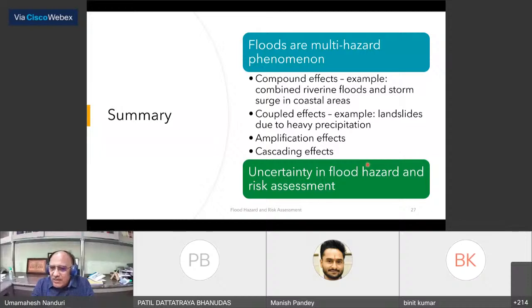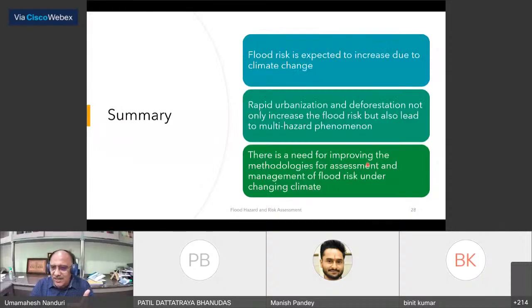How do we tackle this uncertainty? An experienced modeler can maybe reduce uncertainty, but still there is always an uncertainty. So how do we account for this uncertainty, and how we assess uncertainty is also an issue that we need to be looking at when we do this kind of assessment.